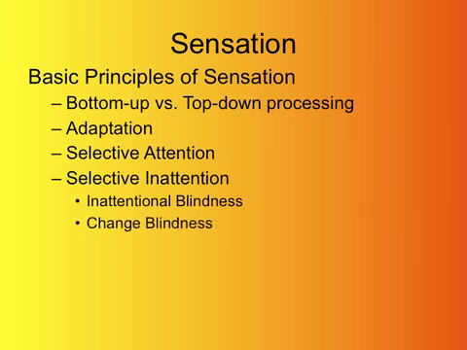Okay, and so when we talk about inattentional blindness, we're talking about failing to see a visible object because your attention's directed elsewhere. Why it's not good to text and drive at the same time is a good example of that.